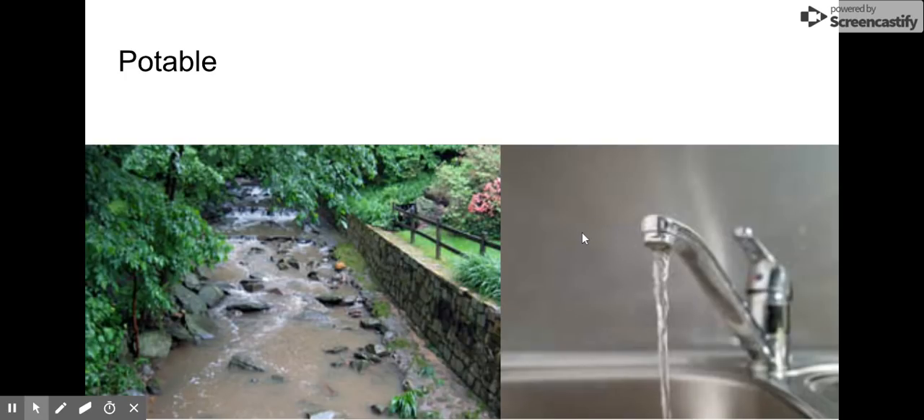You need to have treated water. You need to have a clean water source that does not have dissolved toxins or microorganisms living in it in order to drink that safely.